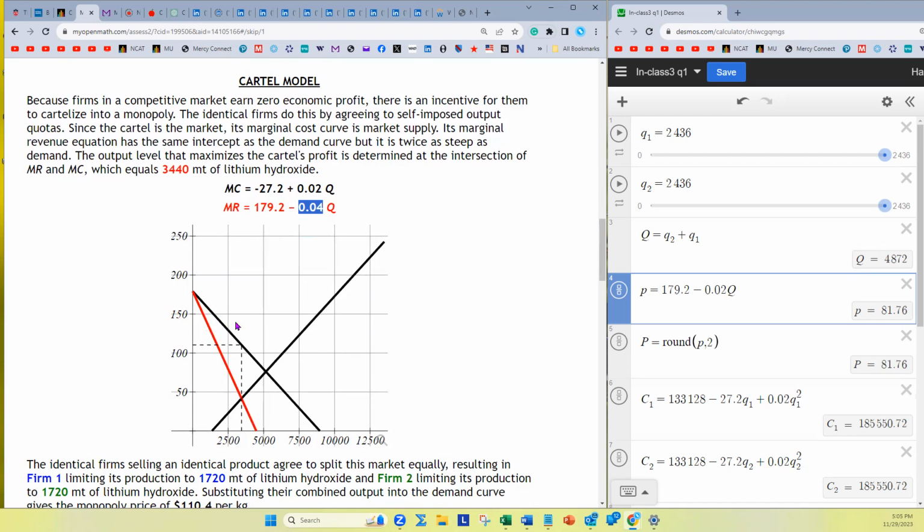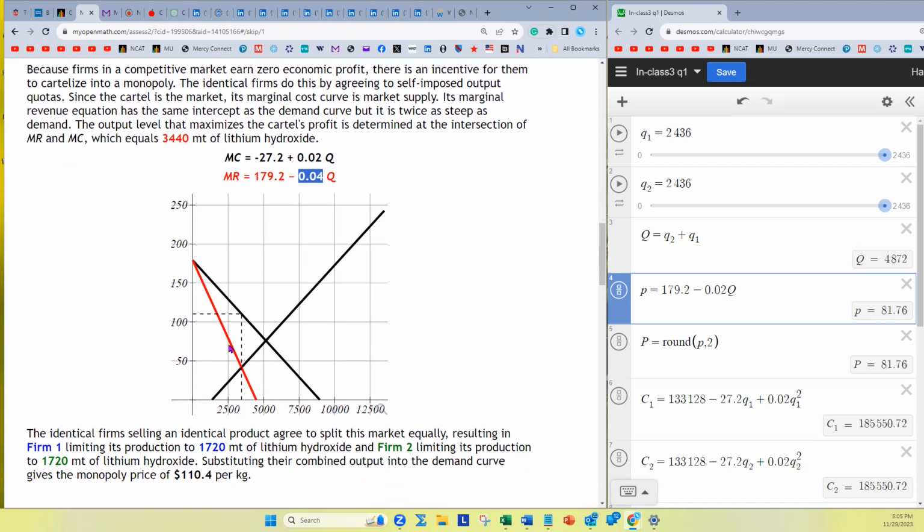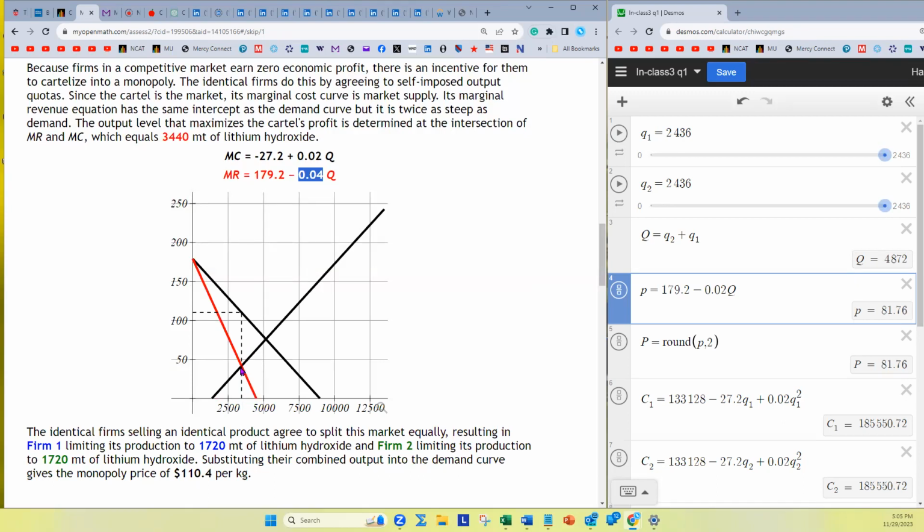And the way the cartel works is that because the firms are identical and they agree to split this market equally, the monopolist, in this case the cartel, will maximize their joint profits if they choose an output level where marginal revenue, the red line, equals marginal cost, the black upward sloping line. And that occurs at this value here.